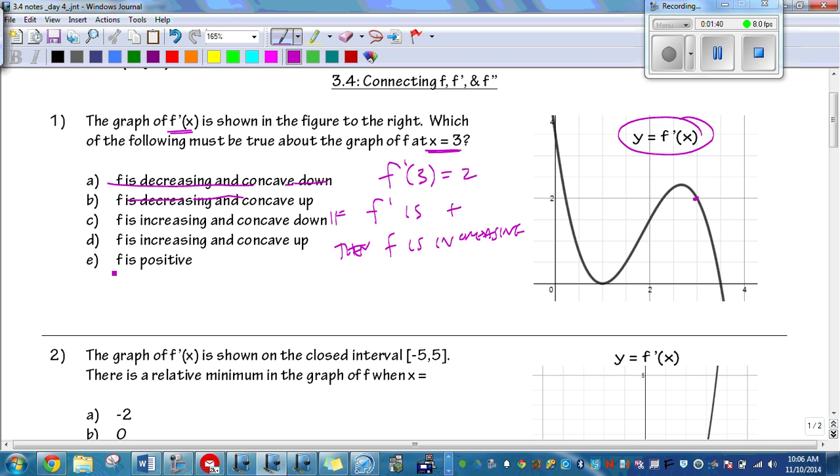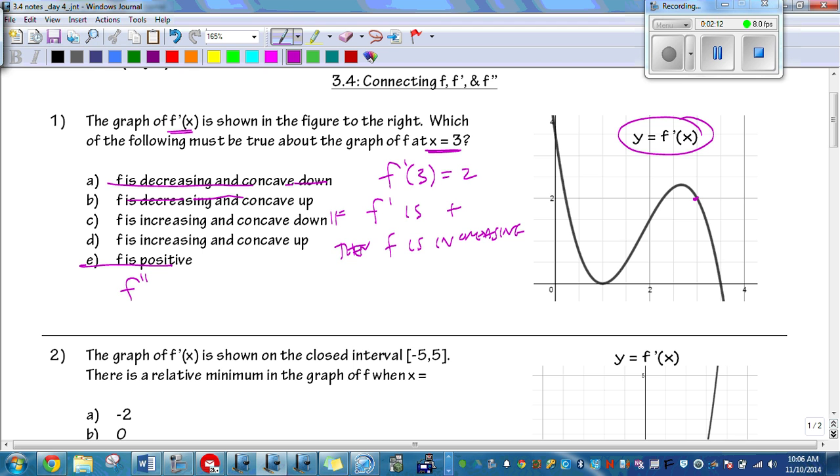Well, we don't know that f is going to be positive. We don't know that the y value on the original function is going to be positive. There's nothing here that's going to be able to tell us that. So we're going to cross that one off also. What we need to figure out now is, is f going to be concave up or concave down? How do we know whether a function is concave up or concave down? Second derivative has to be positive or negative, depending on which one we're talking about, right? So concavity comes from the second derivative.